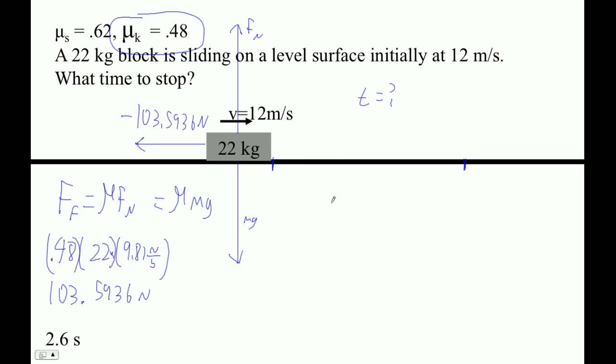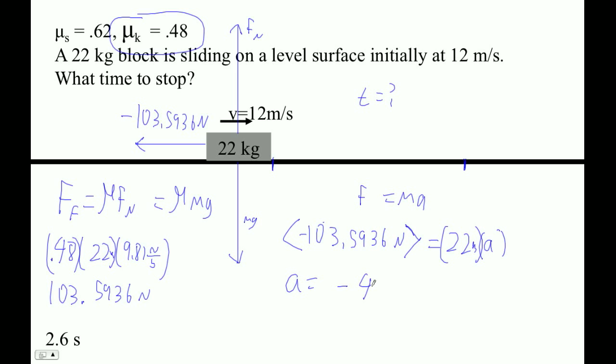In the horizontal direction, the forces acting on it, I'm using F equals ma. The forces acting on it are only that force. So negative 103.5936 newtons equals 22 times a. That's kilograms. So now we're all set. I'm going to take that and divide by 22, and I get that the acceleration is negative 4.7088.